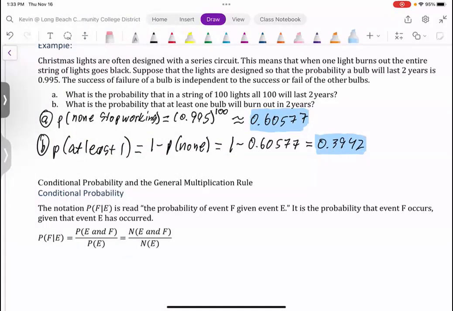All right. That's our at least scenario. Let's move on to our conditional.